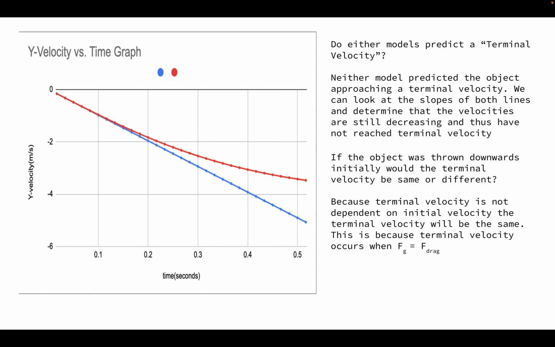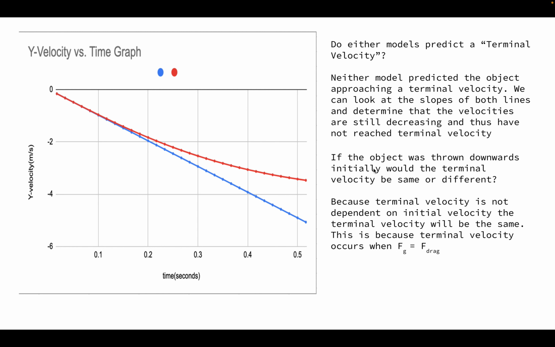So here you can see I have plotted the y velocity versus time graph. The red is the y velocity versus time for my computational model with drag, and the blue is without drag. So as you can see, do either models predict a terminal velocity? No, neither model predicts the object approaching a terminal velocity. We can look at the slopes of both lines and determine that the velocities are still changing and thus have not reached a terminal velocity. In a graph scenario, when an object has reached terminal velocity, the slope of the velocity versus time graph will equal 0, and that is not the case for either line.